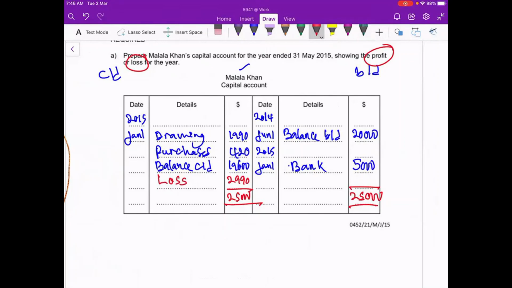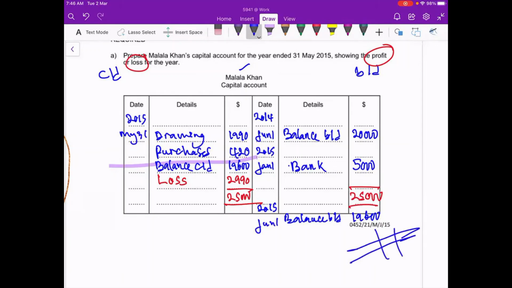Can I stop here? Cannot, because balance CD must transfer to balance BD. 19,600, right here balance BD. The date will be 2015, supposed to be May 31st. May 31 means June 1. Okay, that's it, the answer.